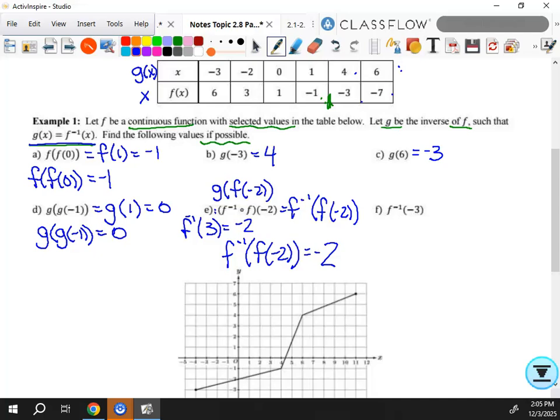Now, because this is continuous, we know an x equals 5 exists, and it would exist right here. I don't know what f of 5 is, but f inverse of f of 5 is going to be 5. Because look, we evaluated -2 and got 3, and then we went the opposite way and got -2 back, right? Because the inverse undoes what you just did. So f inverse of f of a monkey is a monkey.